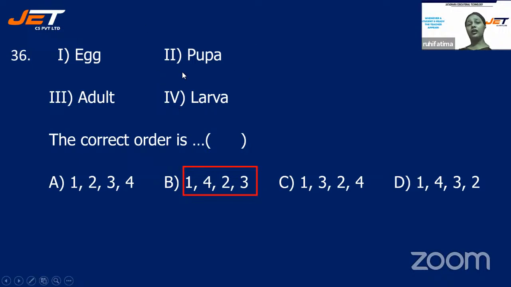Okay, pupa or cocoon. Pupa is attached to the leaves hanging. All right, and from there, inside that pupa, the young one grows up. After that pupa stage, the adult comes up. Okay, so the correct order will be 1, 4, 2, 3. That is egg, larva, pupa, and adult.